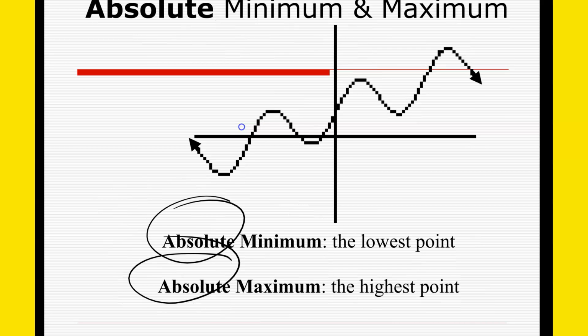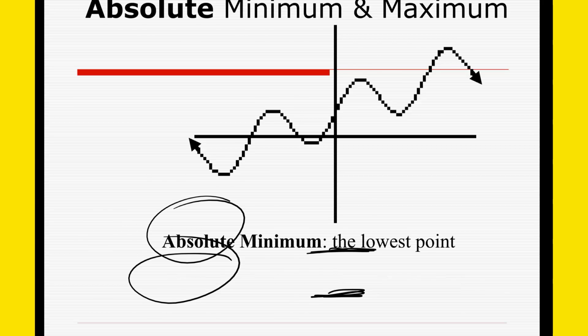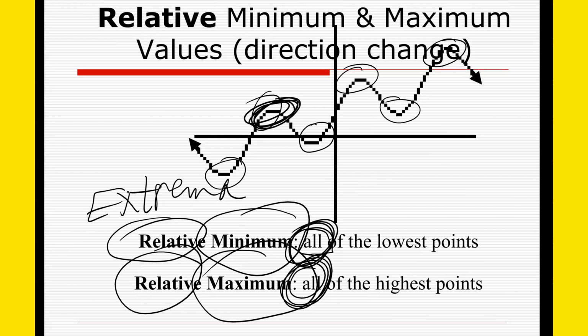All right, whereas the absolute is the lowest point and the highest point. So now a point can be both relative and absolute, right? The fastest person in the world was also the fastest person in his city, so he was locally fast, but he was also universally fast. Another name for relative extrema is local extrema. Local and relative are synonymous in this case.